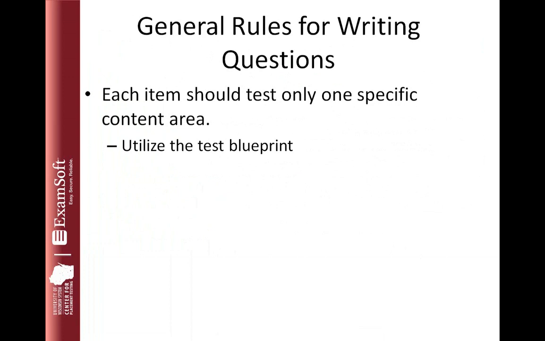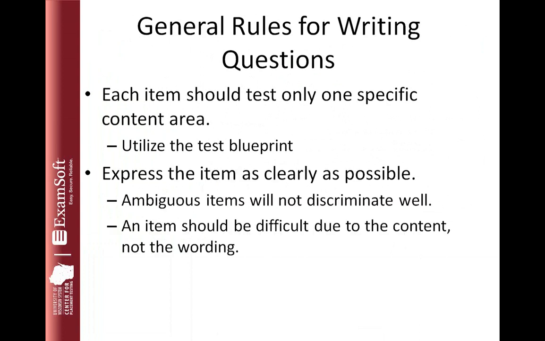First off, each item should really only test one specific content area. This is another place where your test blueprint comes in handy. An item should really only be assigned to one objective on that given blueprint. We want to express the item as clearly as possible. We don't want to use ambiguous language.